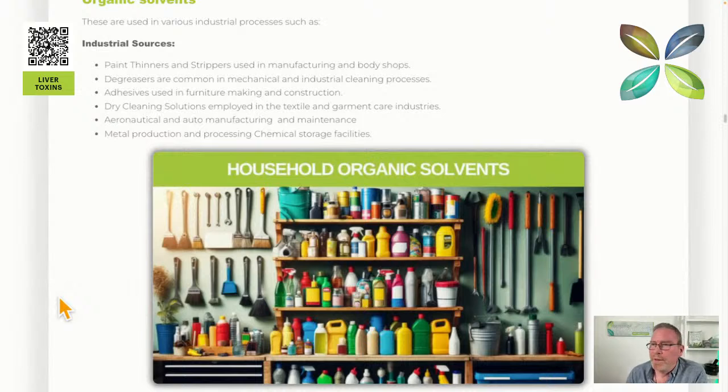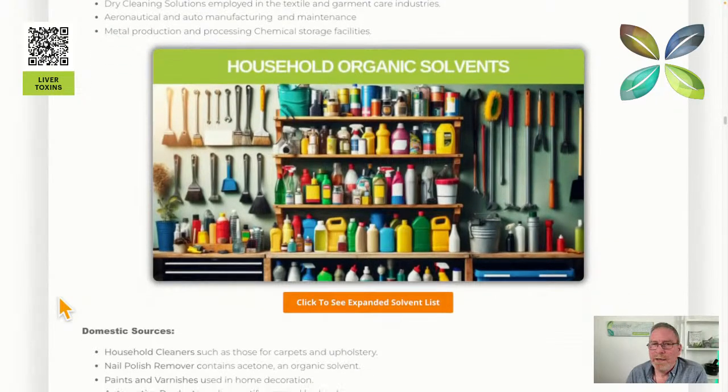There's also manufacturing or production. So if you work in an environment where you're exposed to a lot of these kinds of products, you're more than likely going to be exposed to liver toxins. And there's a full list here. You can click on this, and if you want to look at this page, just use the QR code in the top corner there, and you'll go straight to this.